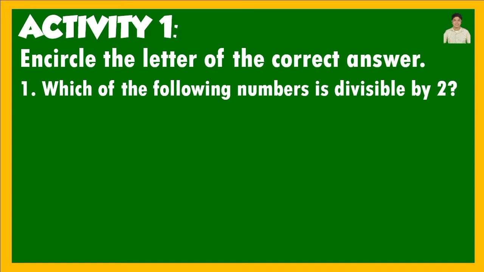So, let us have the choices. Letter A, 24. Letter B, 63. Letter C, 77. Or letter D, 91. So, divisibility rule by 2, kailangan nag-e-end siya sa 0, 2, 4, 6, 8. Okay. So, letter A, the last digit or the ones digit is 4. Letter B, 3. Letter C, 7. And then letter D, 1. So, obviously, yung sagot po natin dito is letter A.